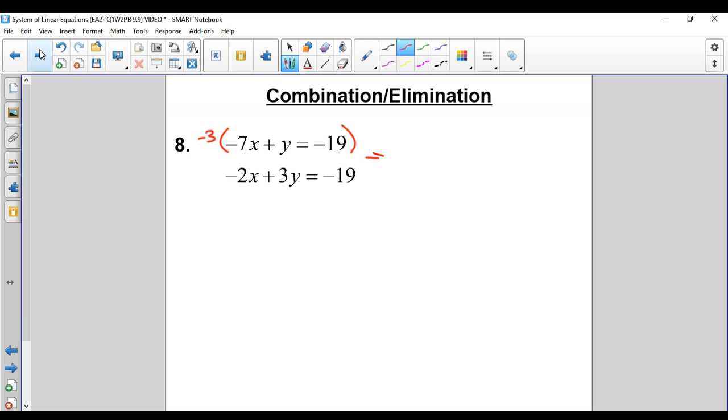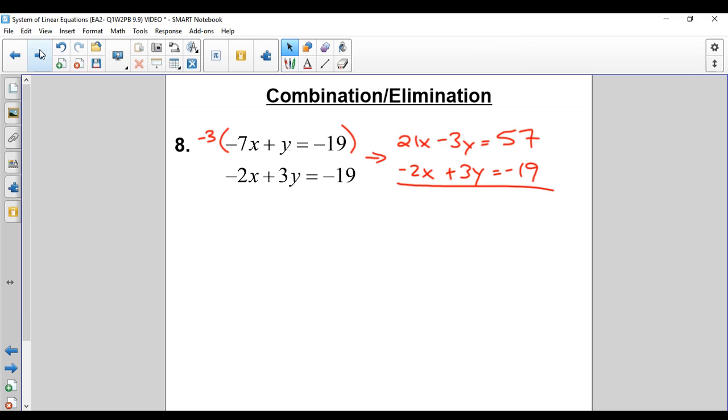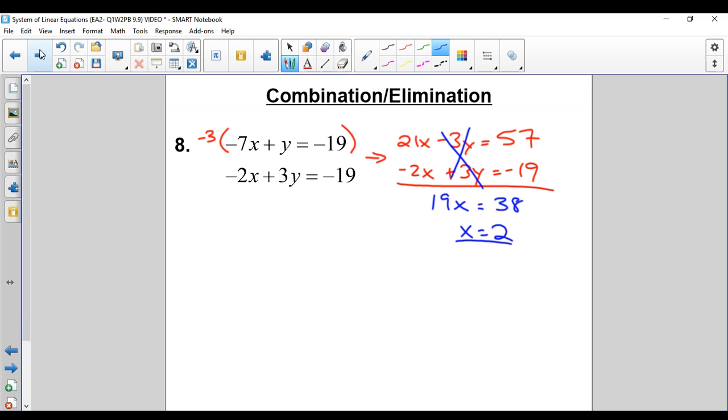Same deal, rewrite what you have. So I have positive 21x now, minus 3y equals positive 57. Rewrite the second one. Add straight down. Y is canceled just like we planned on. We get 19x equals 38. X equals 2.